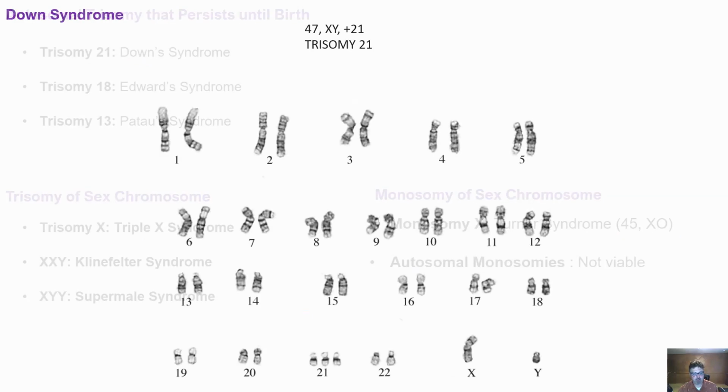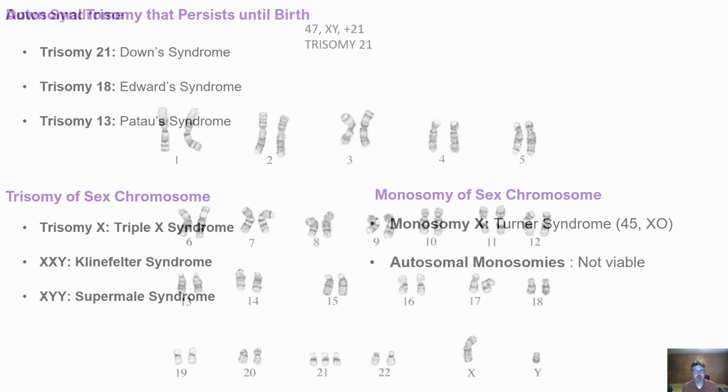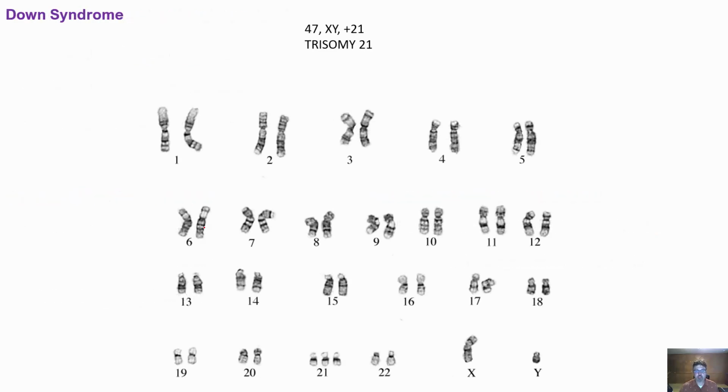And like I mentioned earlier, autosomal monosomies or trisomies are typically not viable because you have to have just the right amount of genetic information. You can have a few viable with the trisomies, but with monosomies, if you don't have enough, that's almost always a non-viable embryo.